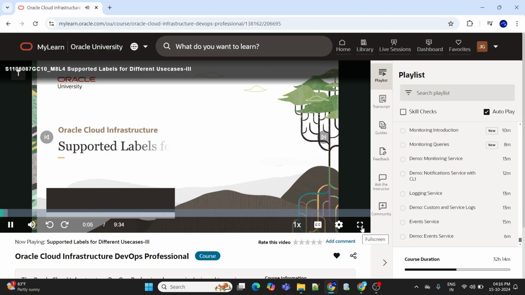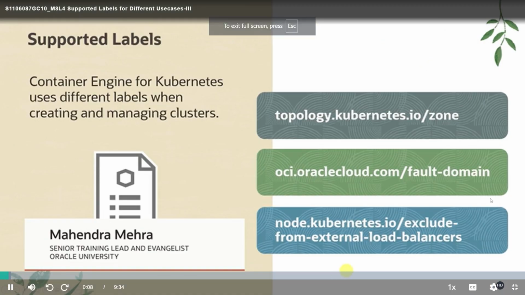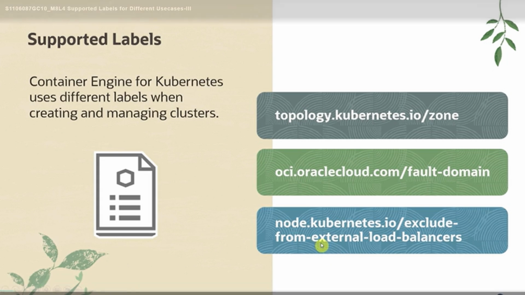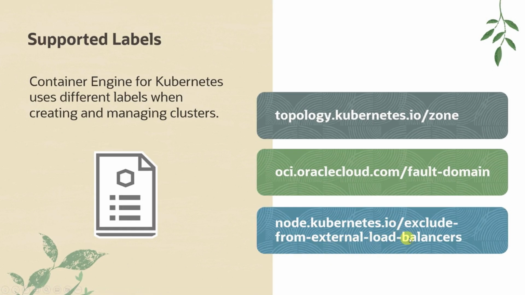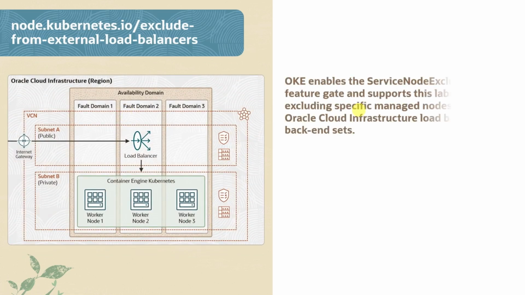Welcome back. Let's resume from where we left off in our last video. Now let's dive into the intricacies of the node.kubernetes.io/exclude-from-external-load-balancers label. OKE introduces the service node exclusion feature gate, and supporting this label, it allows you to selectively exclude specific managed nodes from OCI load balancer backend sets.